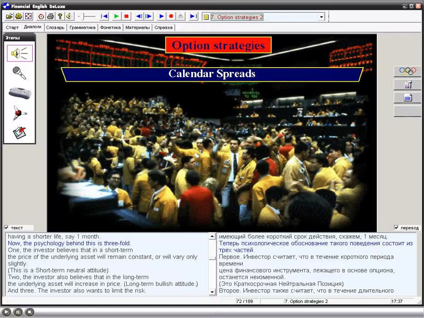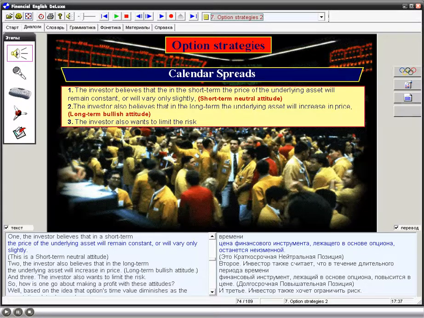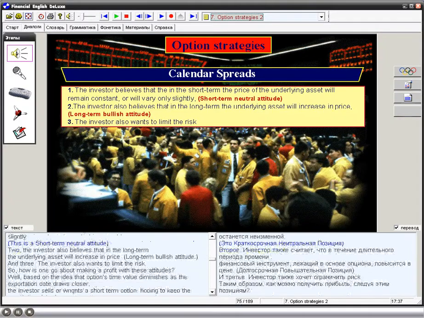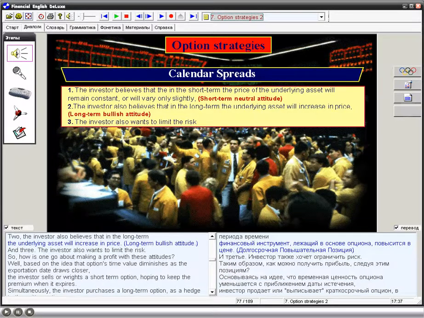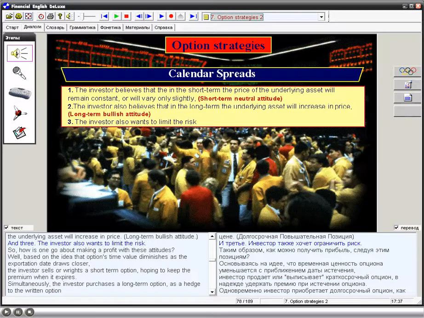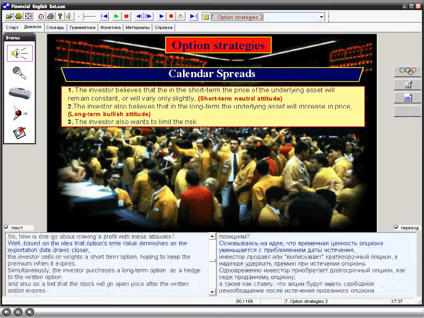Now, the psychology behind this is threefold. 1, the investor believes that in the short term, the price of the underlying asset will remain constant or will vary only slightly. This is a short-term neutral attitude. 2, the investor also believes that in the long term, the underlying asset will increase in price. Long-term bullish attitude. And 3, the investor also wants to limit the risk. So how does one go about making a profit with these attitudes?